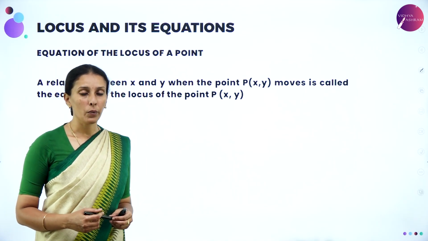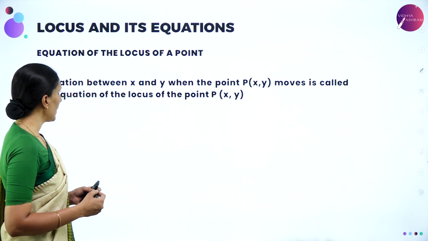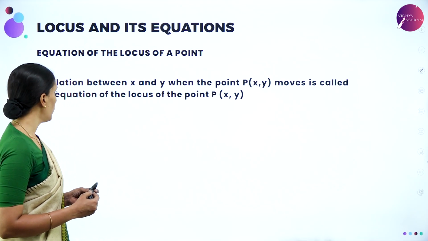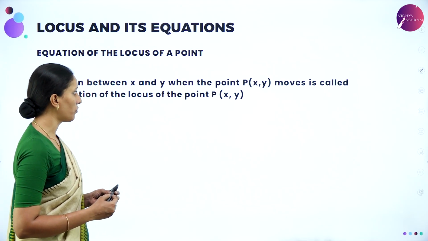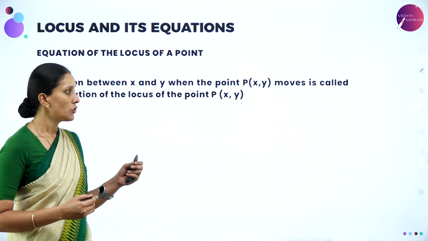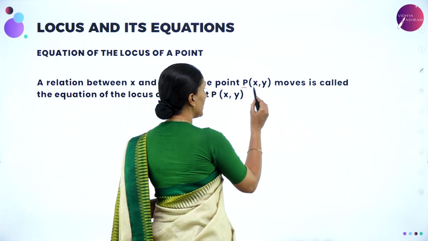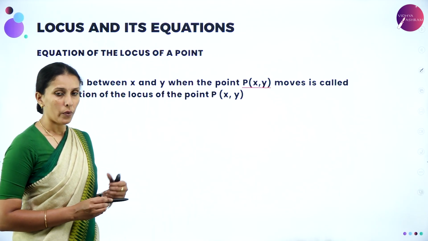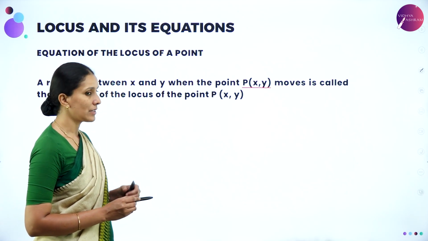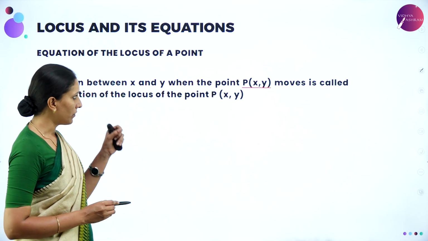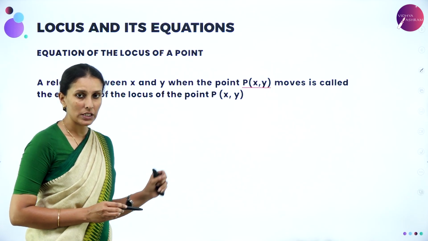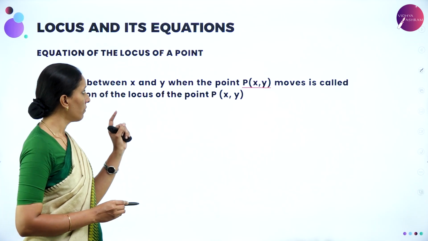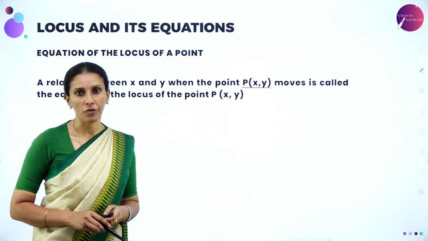The next is the equation of locus of a point. A relation between x and y when the point P(x, y) moves is called the equation of the locus of the point P(x, y). We know that any point in the coordinate plane can be represented in the form P(x, y), where x is the distance from the y axis and y is the distance from the x axis. So if that point moves under certain conditions, it creates a geometry and we will find the equation of the geometry with the help of the equation of locus of a point.